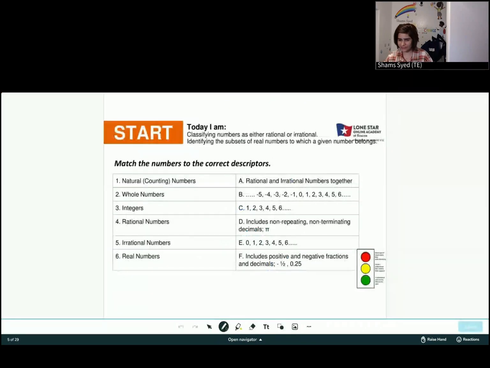Before we dig deeper into those Venn diagrams and subsets, I want to see if you remember any or all of these kinds of numbers you have learned. You will match the numbers to the correct descriptors. These are the kinds of numbers, and these are the kinds of descriptors. But we will match in the next slide.